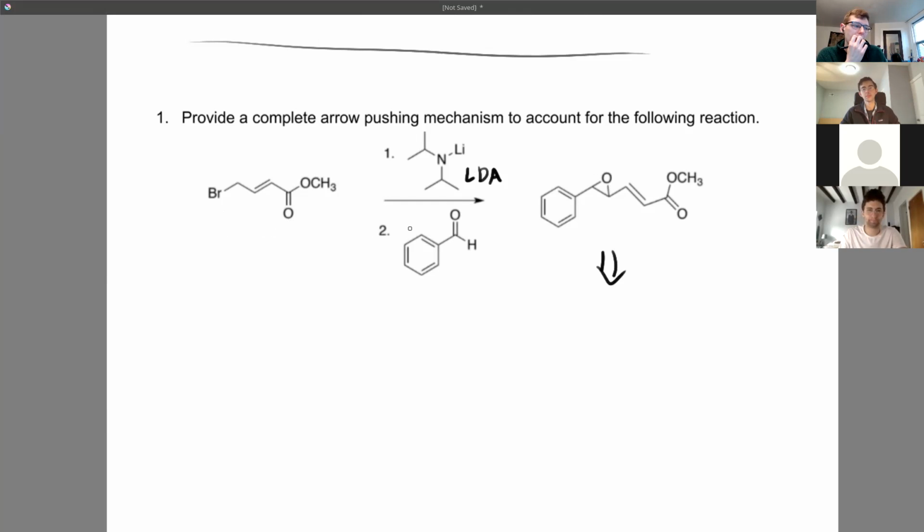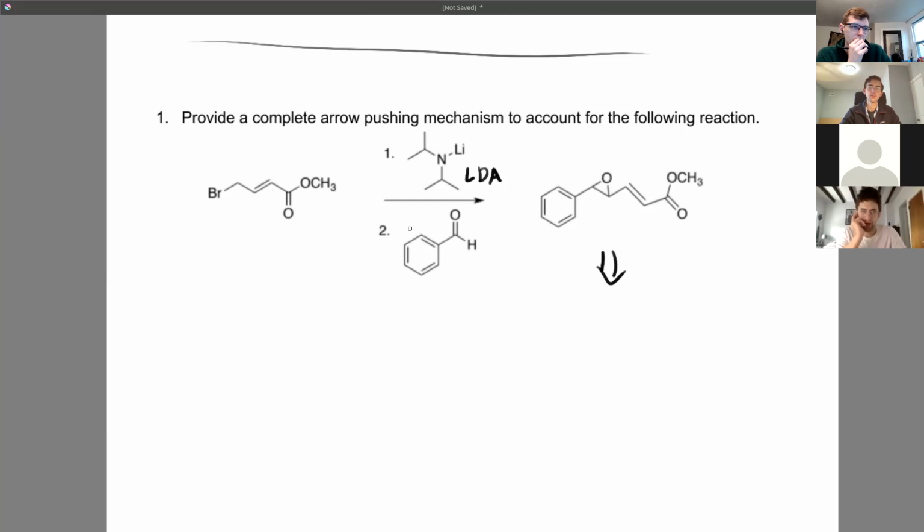I think actually, looking at this problem, it's more intimidating than it seems. I don't think this one is actually as bad as all the reagents and complicated parts make it out to be.